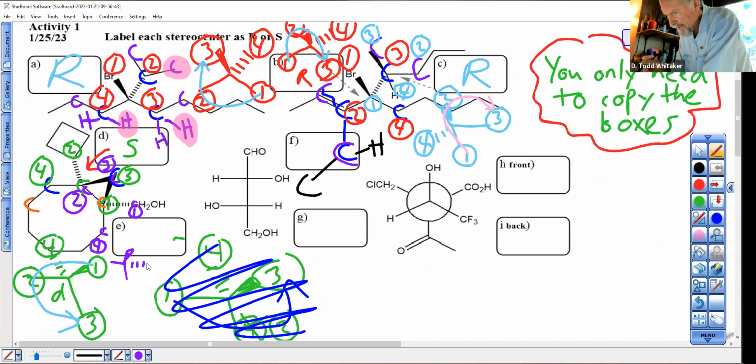Copy. Find the 4, switch it with whatever's on the dash, in this case, the 1. Switch the other 2. 3 is now left and 2's on top. Sinister again. Counterclockwise. You want to see it? Here it is. 1, 2, 3, counterclockwise.